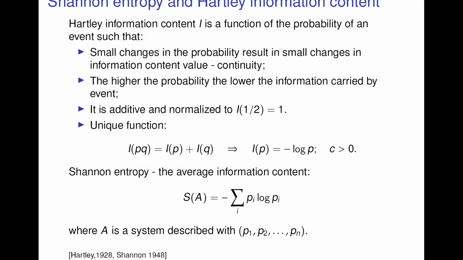Then information content is additive. This one is critical. We will come back to this later and normalize this information content: the information content of an event with probability 1/2 has unity measure. So this is just to fix constants.